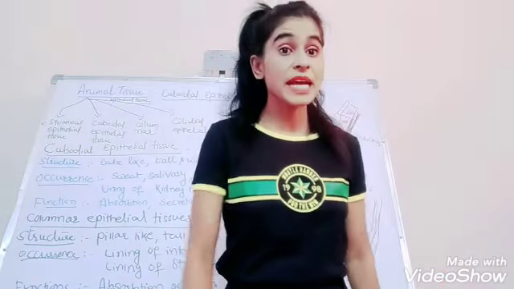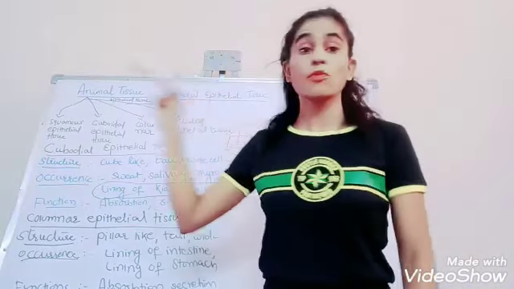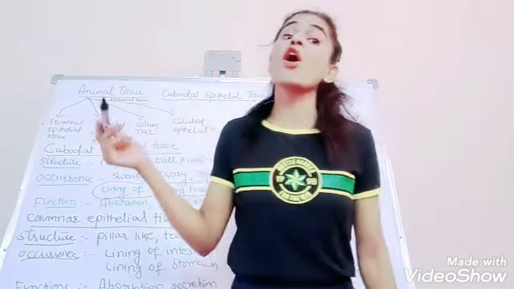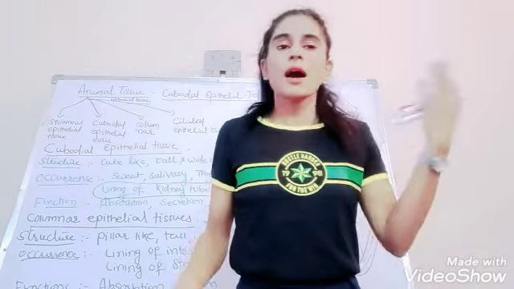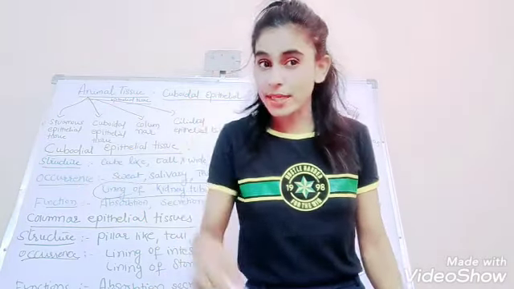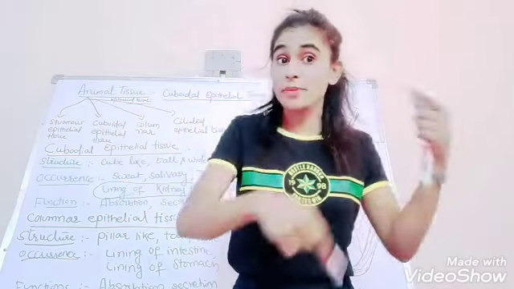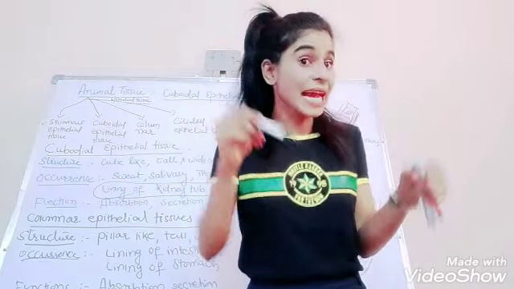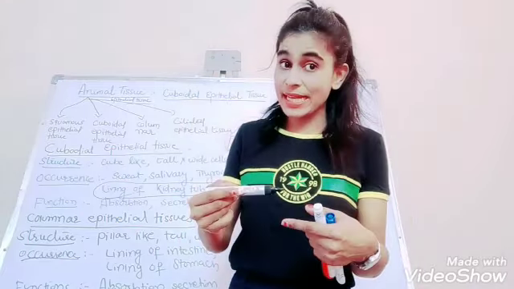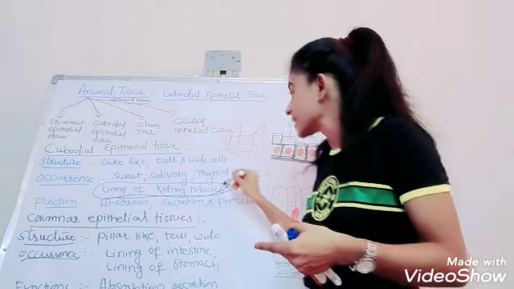And where is it present? Lining of kidney tubules. What does it mean? I already told you what lining means. Internal coating. Remember? Or forgot? I told you protection means the outer coating and lining means inner coating. So where is it present? In the lining of kidney tubules.